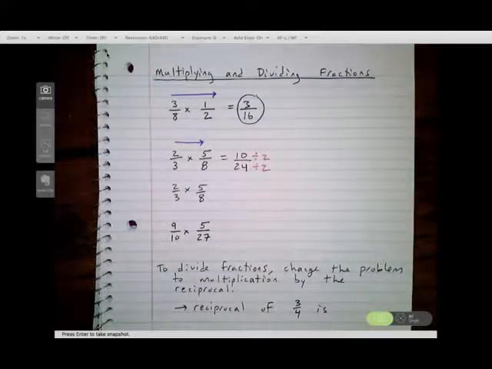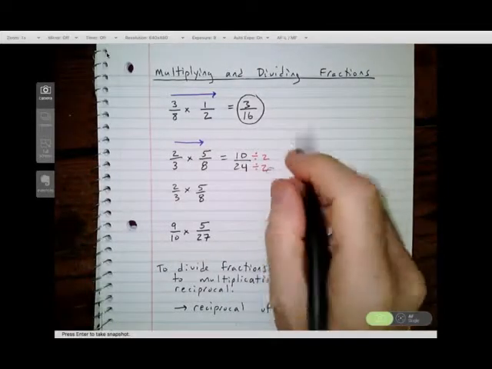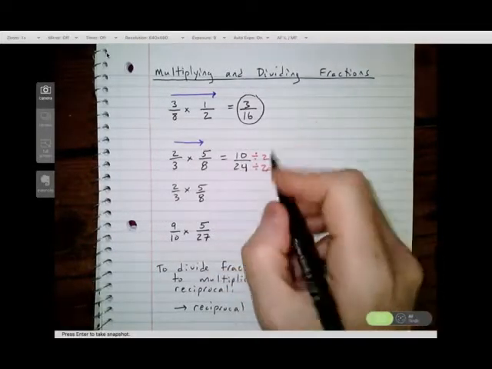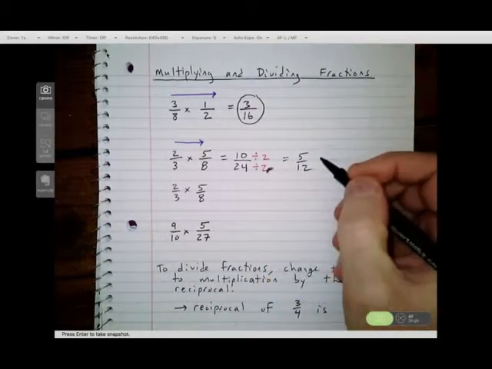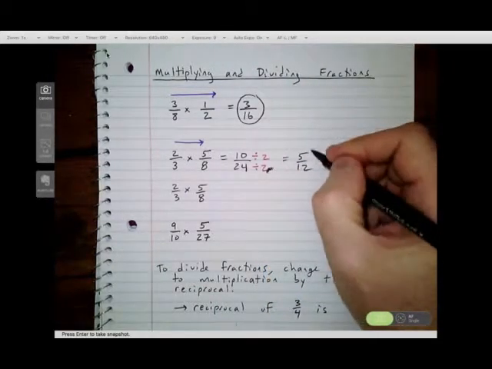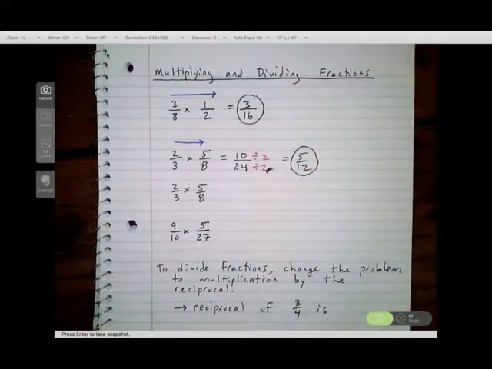And then I will get the answer 5 over 12. And that is reduced again because no number besides 1 divides into 5 and 12.